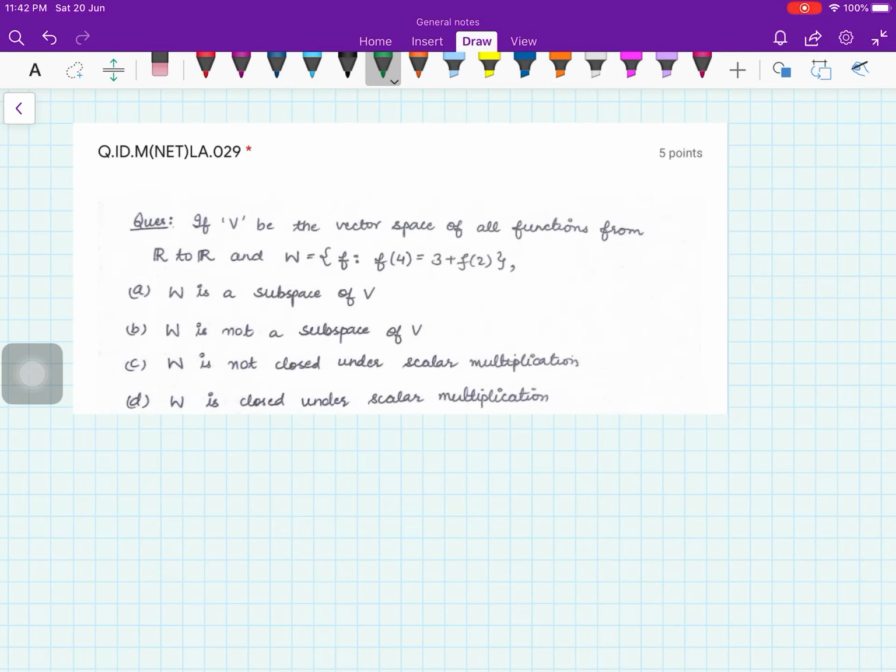Here we will be discussing a question which was there in the NET UGC exam. This question is based on the concept of vector spaces and subspaces.